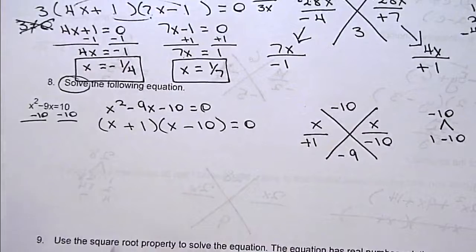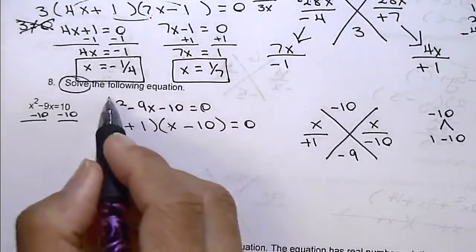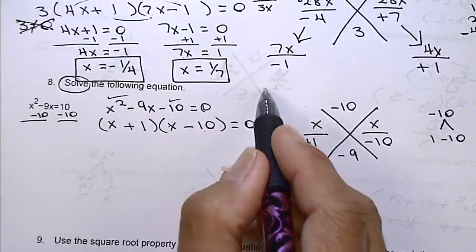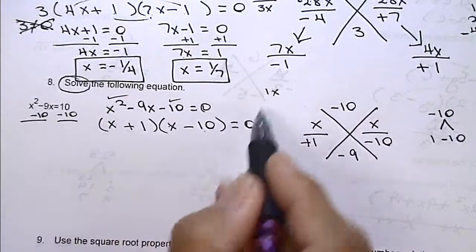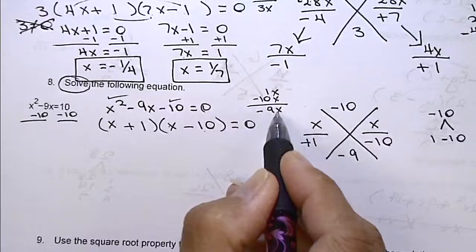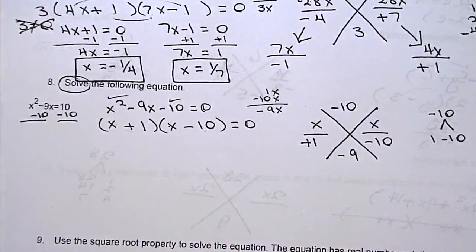I have to FOIL it to check it. X times x is x squared. 1 times negative 10 is negative 10. Inside, 1x. Outside, negative 10x. That's going to give me a negative 9x. That's where, if you are doing this and you're wanting extra points, this is what I'm looking for, okay? To see that you did the FOIL to check.